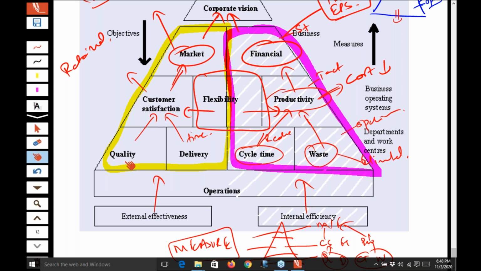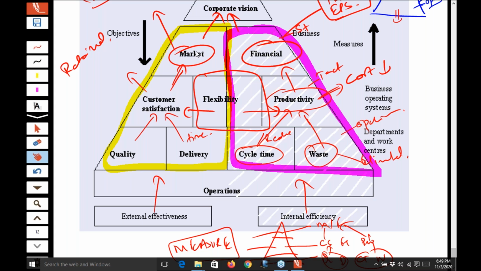So we linked it to the performance pyramid, which was originally for a manufacturing organization. It tells you that if an organization delivers quality goods to its customers, delivers them on time, on the committed time, then customer satisfaction enhances. And when customer satisfaction enhances, the entity's market position strengthens, the market share increases. That's what happens.